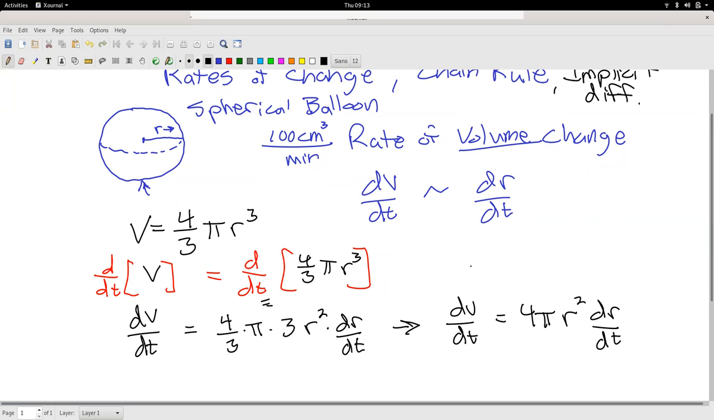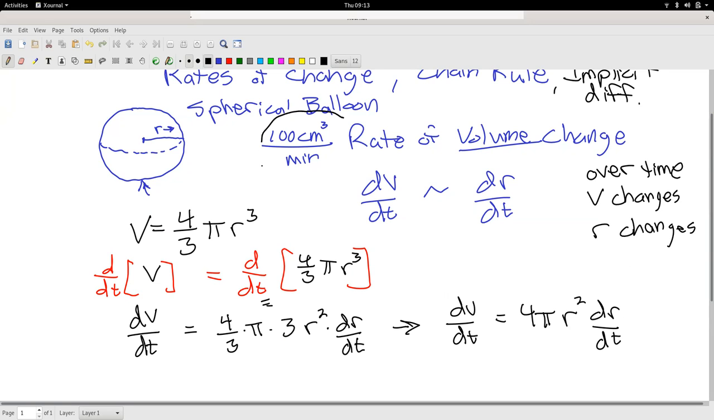Now, something else to think about is that over time, the volume is changing, right? And the radius is changing also. So at any instant in time that we pick, we should be able to find not only the time, but what's the volume and what's the radius there. So in order to figure out how the radius is changing, I need to know what the radius is at that instant. So right now, notice that I have this formula that relates dV/dt and dr/dt.